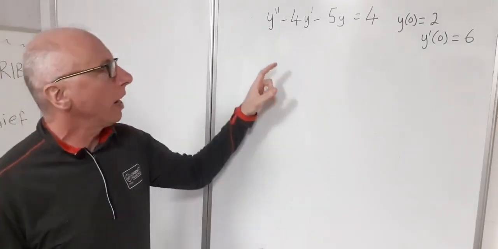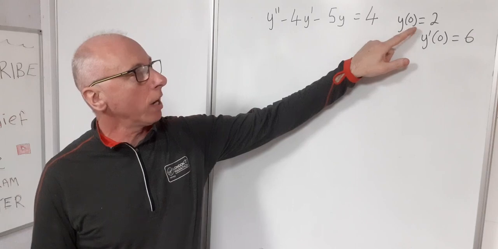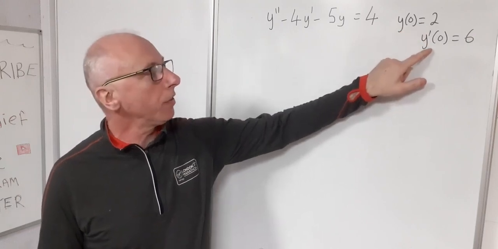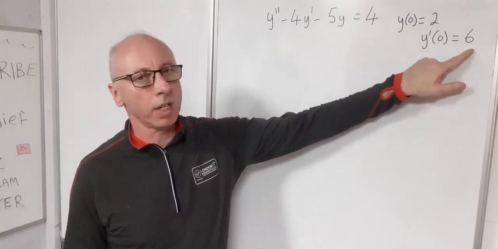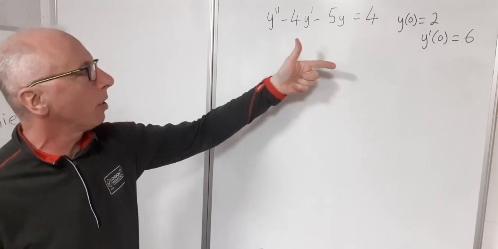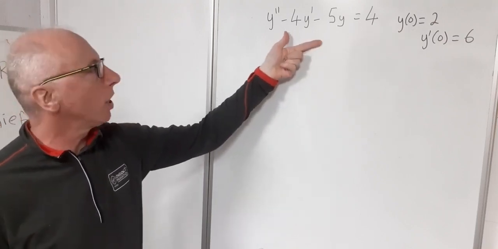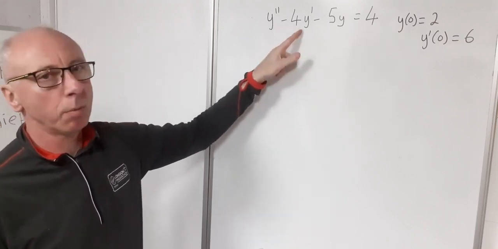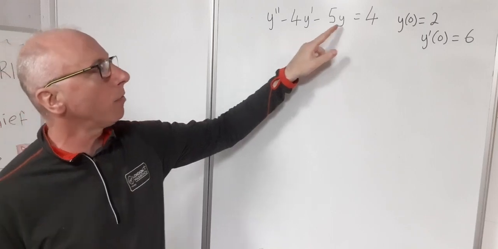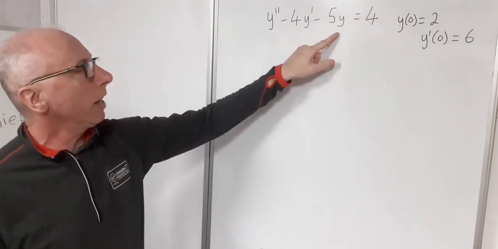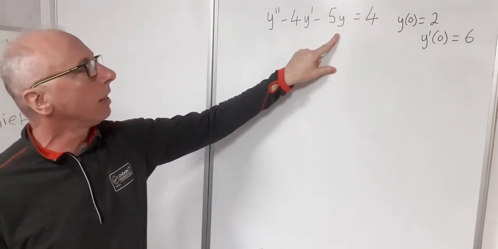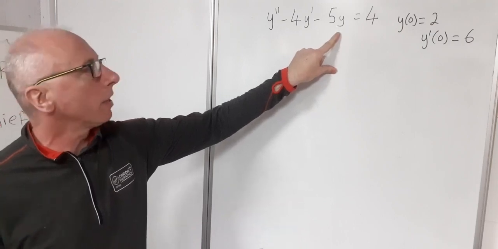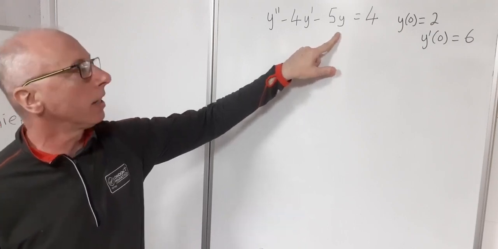So here we've got an initial value problem. We can see here that y at 0 equals 2 and the first derivative at 0 equals 6. That denotes an initial value problem, and we've got a second order linear differential equation here: y double prime minus 4y prime minus 5y equals 4. Now y in this case is a function of t, and that's what we're going to try and find, y as a function of t.